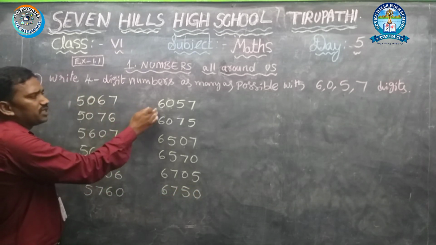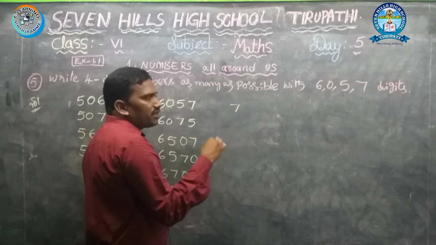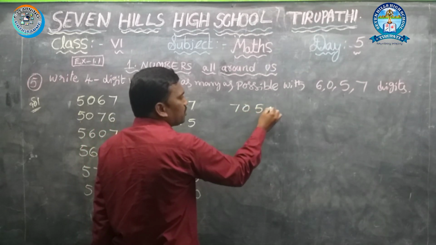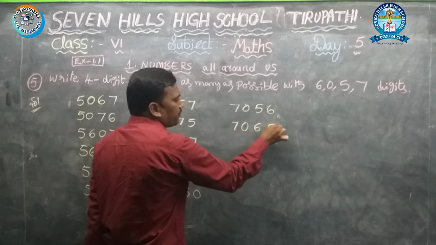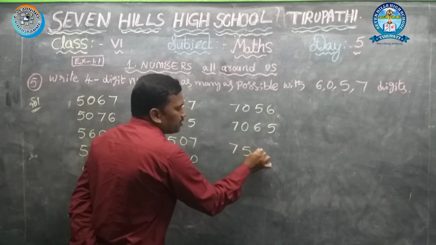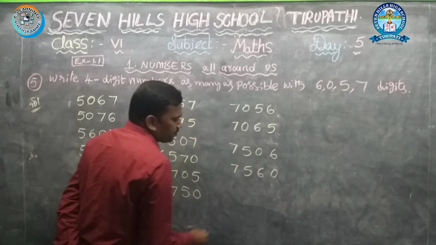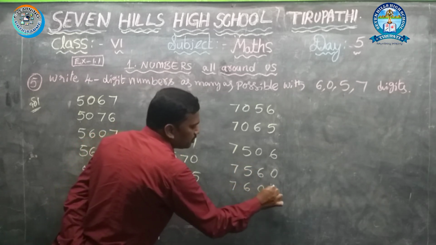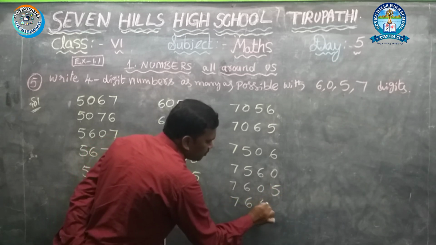Now 5 finished, 6 finished. Now the series is 7. After 7 the smallest number is 0, after that 5, after that 6: 7056, 7065. After that, 0 after 5, 7506, 7560. After that, 7 after 6 the smallest number is 0, 5: 7605, 7650.